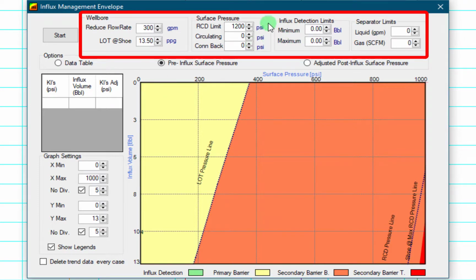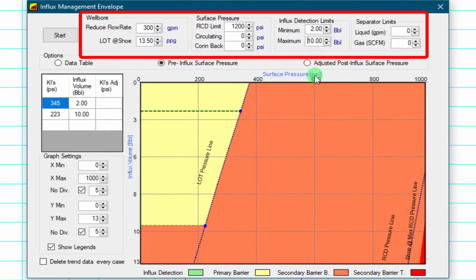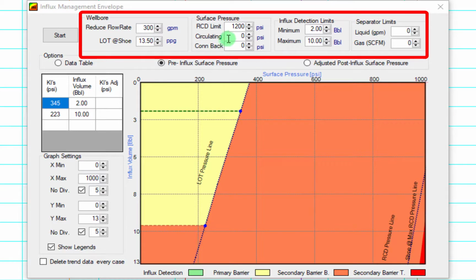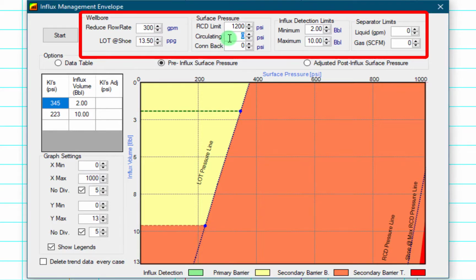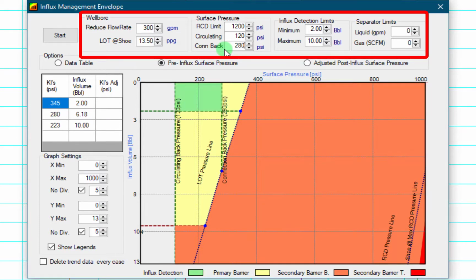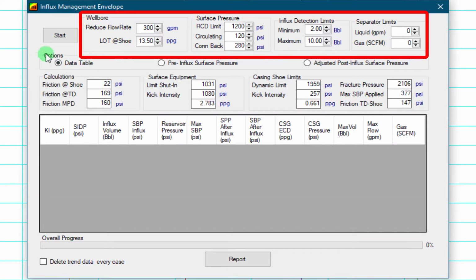Next, we can input the minimum and maximum detection limits: 2 barrels for the minimum and 10 barrels for the maximum. And then we can move on to the circulating and connection back pressures. So circulating, we can say 120 PSI. And during connections, we'll hold back 280 PSI.